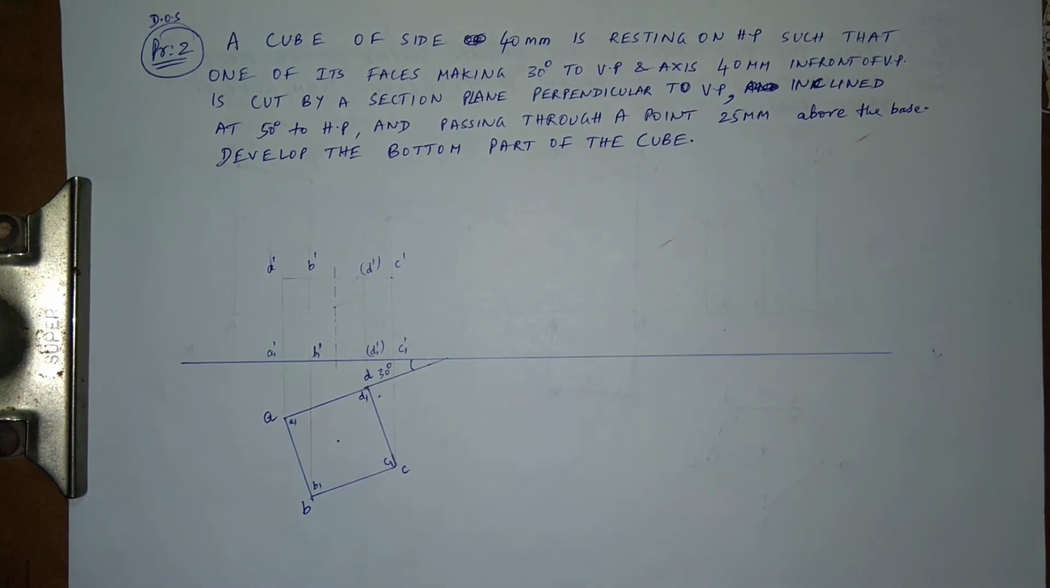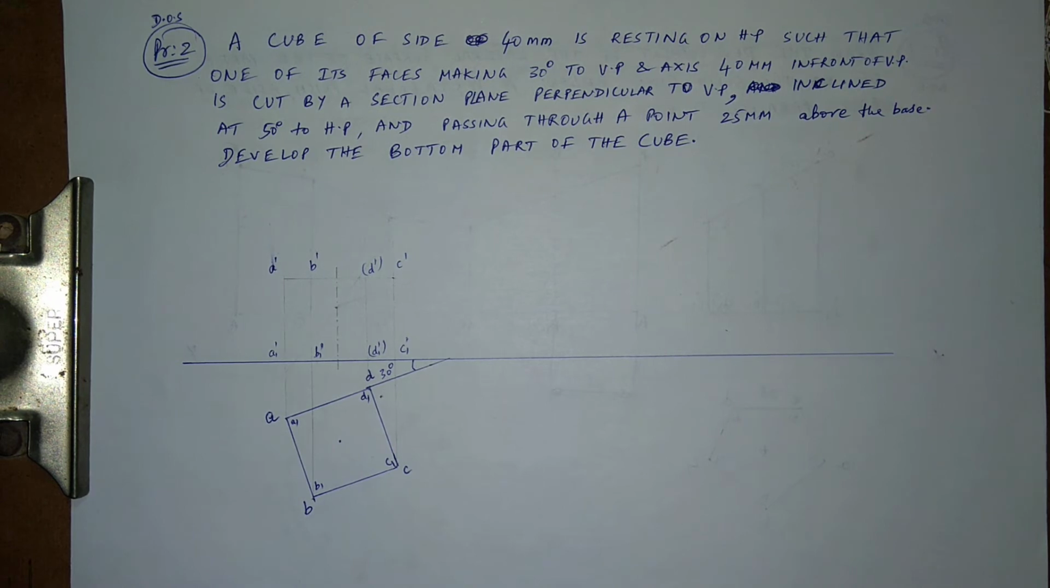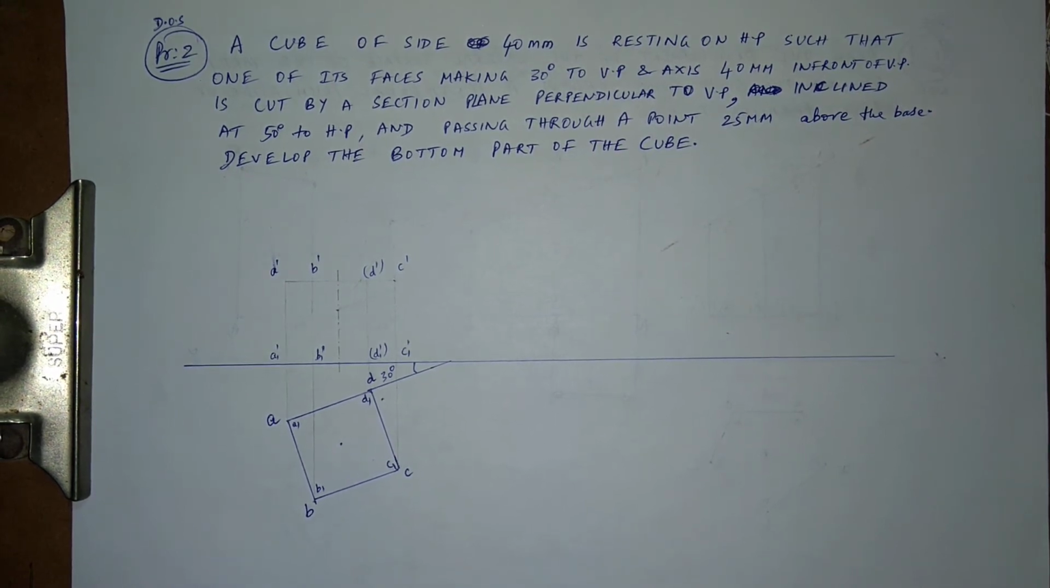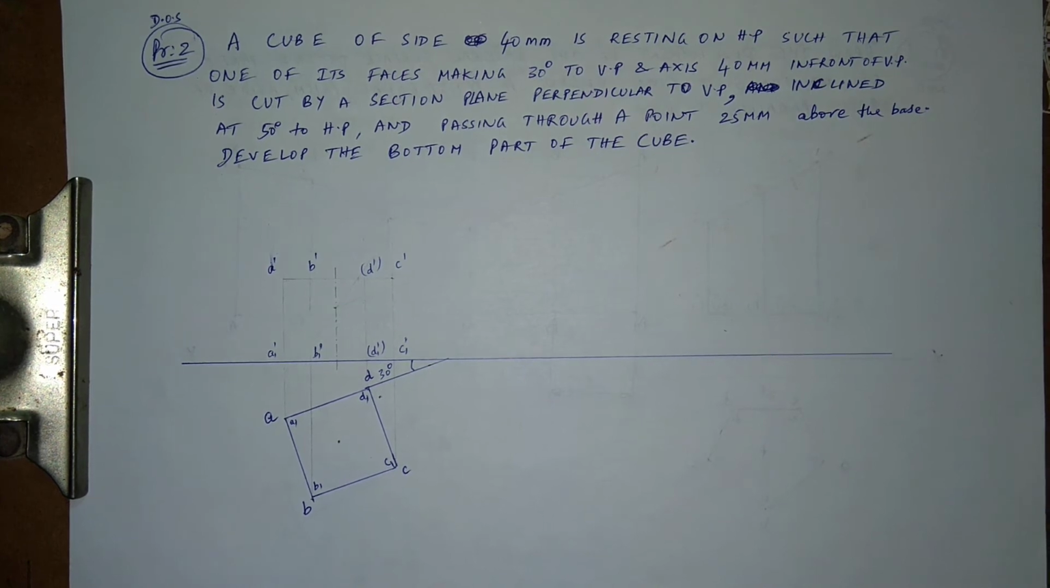Okay, the question says: the cube of side 40 mm is resting on HP such that one of its faces is making 30 degrees to VP and the axis is 40 mm in front of VP. It is cut by a section plane perpendicular to VP, inclined at 50 degrees to HP, and passing through a point 25 above the base. Develop the bottom part of the cube.